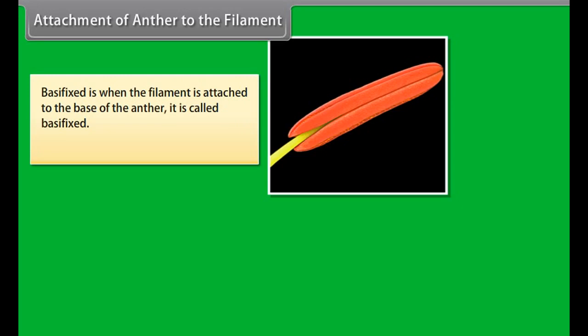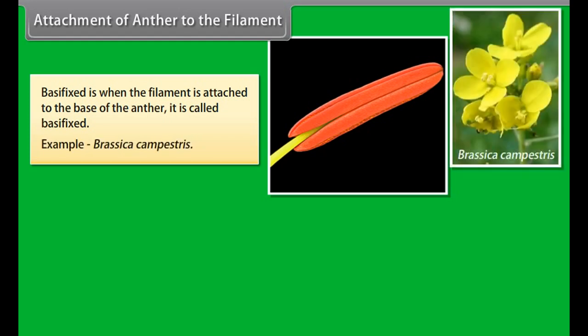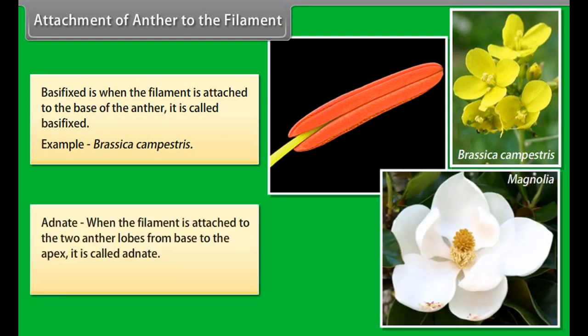Attachment of anther to the filament. Basifixed is when the filament is attached to the base of the anther. Example, Brassica campestris. Adnate is when the filament is attached to the two anther lobes from base to apex. Example, Magnolia.